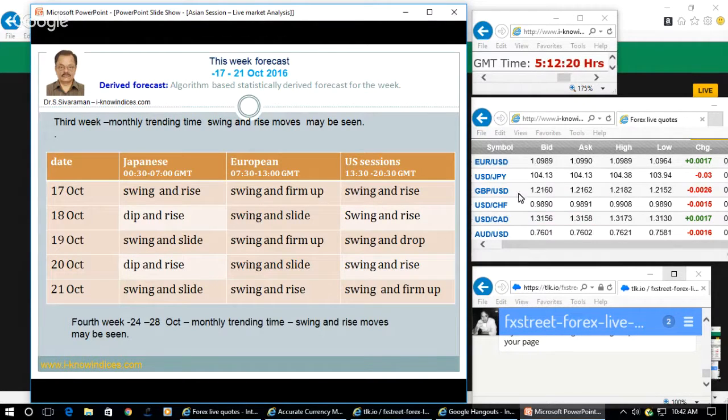Now, let me explain to you the expected market moves for this week. Today, 17th of October, this is the third week of October. The monthly trending moves are expected to happen. But still, this being the beginning of the fourth quarter, they are expected to make some big volatile moves and accumulate positions.